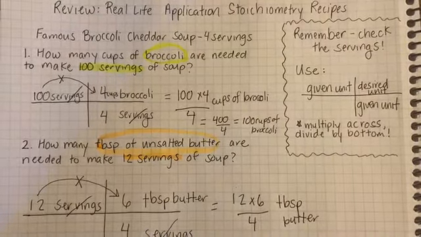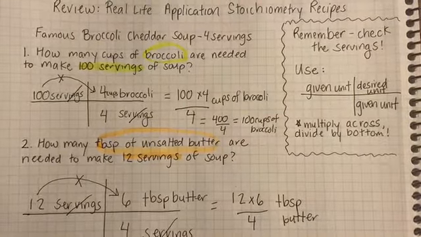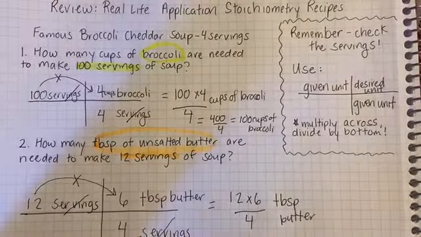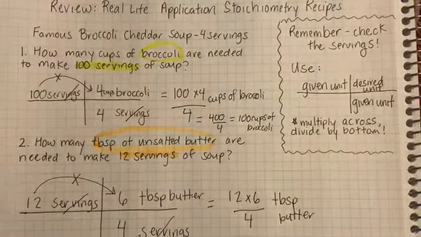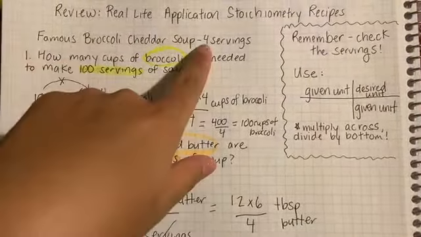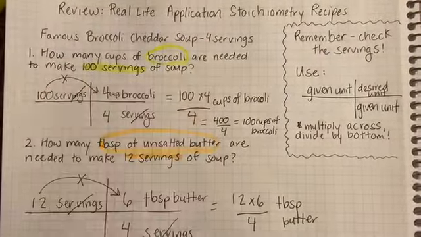Work through these problems. They're all 1 step. They should be pretty simple. Multiply across, divide by the bottom. Remember to check the servings. The servings is always going to be listed next to the title of the recipe. Okay?